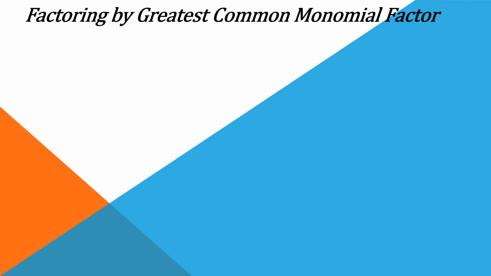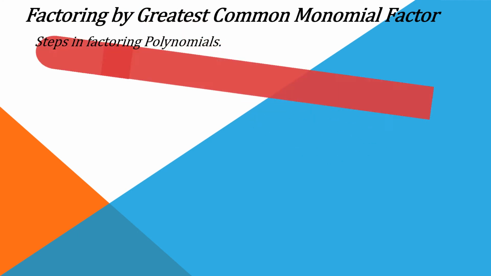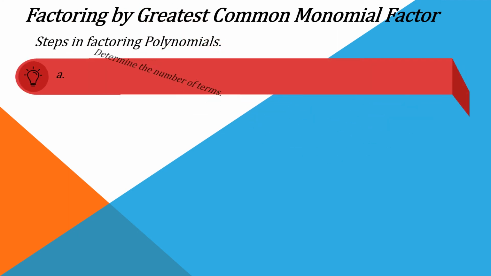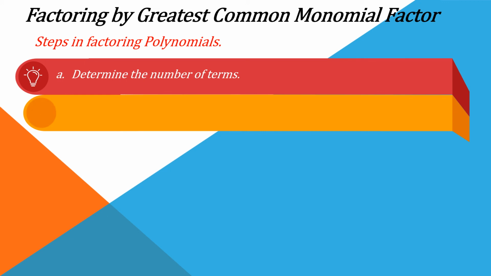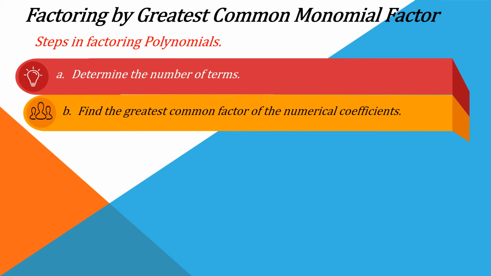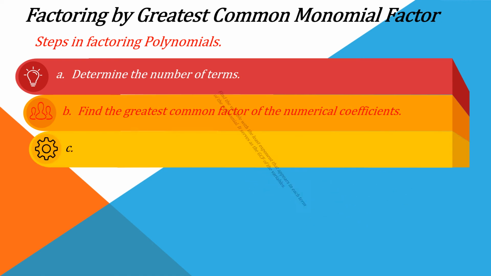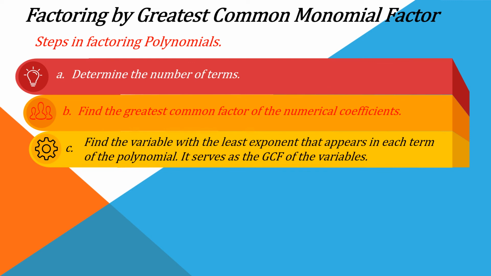Factoring by greatest common monomial factor. Steps in factoring monomials or polynomials. Letter A, determine the number of terms. Letter B, find the greatest common factor of the numerical coefficients. Letter C, find the variable with the least exponent that appears in each term of the polynomial. It serves as the greatest common factor of the variables.